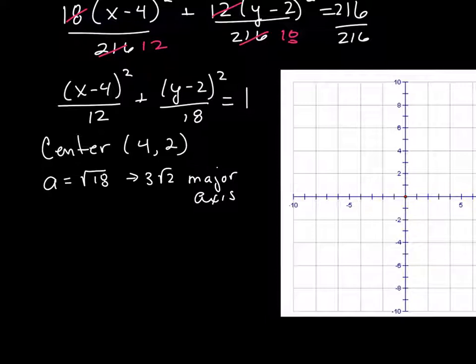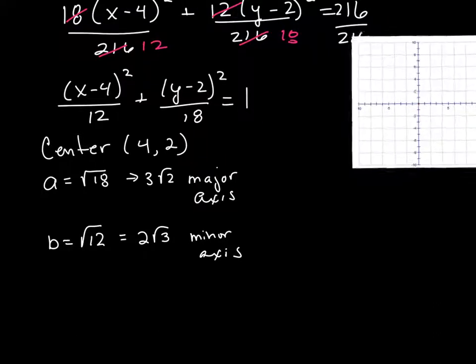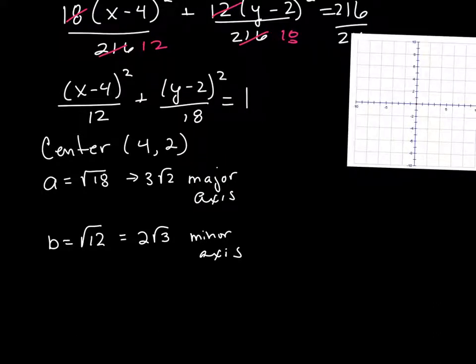The value underneath x is b, so b is equal to the square root of 12, and the square root of 12 will give me 2 square root of 3. That is my minor axis. All right, let me just move this out of the way for a little bit because we have to go ahead and find the exact value for the vertices.